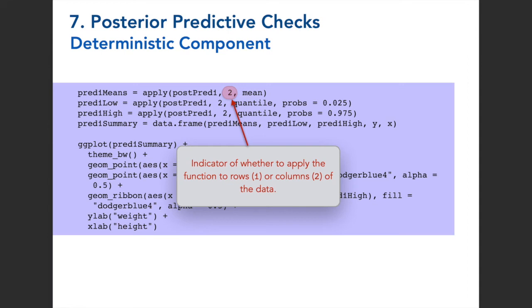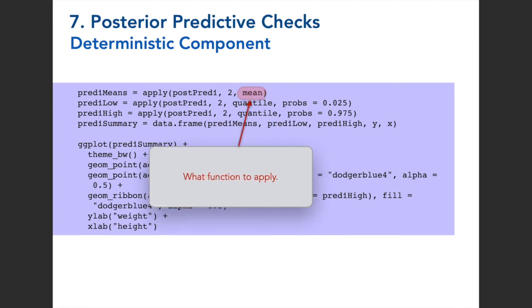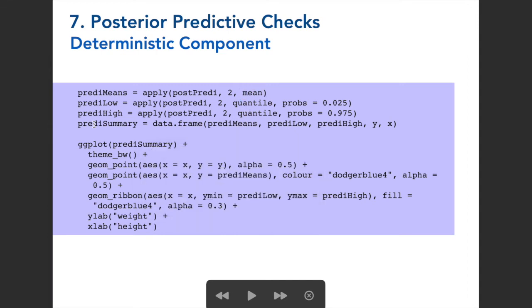And so we want to apply this function across columns. And the function that we want to apply is the mean. So what this is going to do is apply the function mean across the columns of this matrix. And so we do that for the mean and to calculate the low quantile, the upper quantile, and then we're putting them together into a data frame because we're going to plot this in ggplot2. And so here we're storing the mean, the low and the high cutoff value for each individual, as well as the original x and y values, because we want to plot these too.